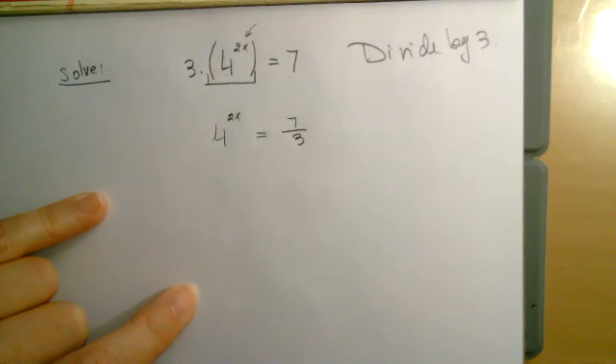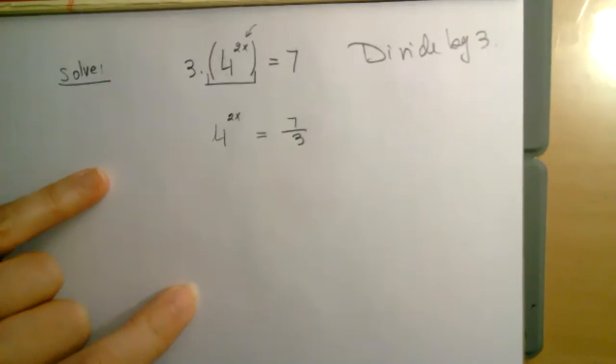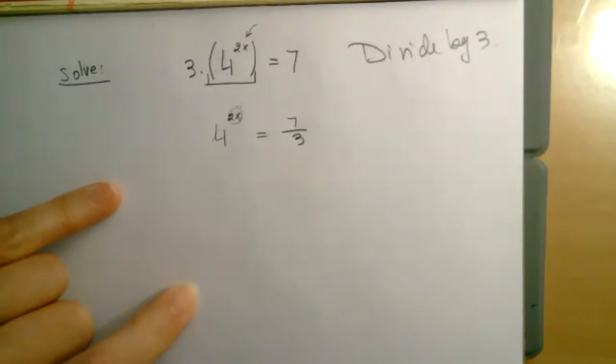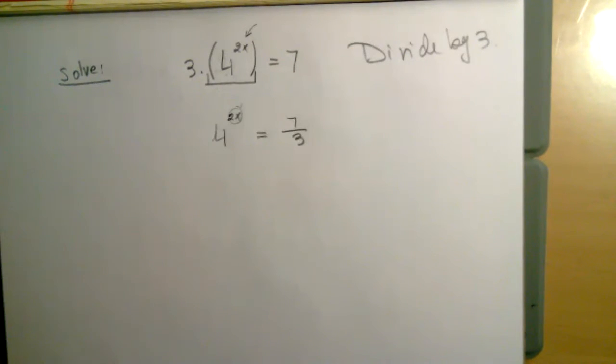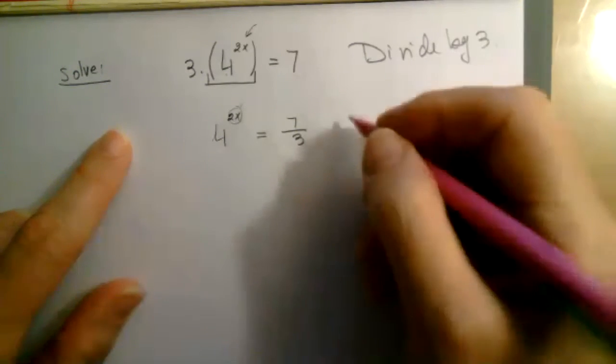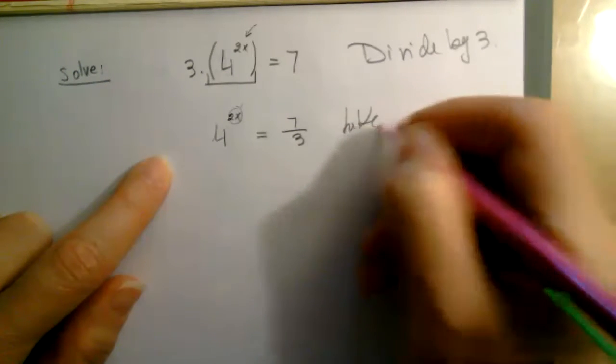What's now going to be the second step? Questions? Okay, what's going to be my next step? Remember, we're going to drop down the 2x. Not yet. We cannot drop it by magic. You need to do ln of 4 to the 2x. Right, we have to take the log from both sides.